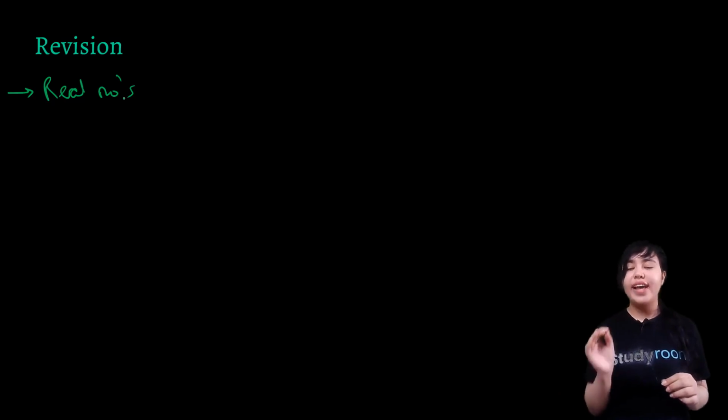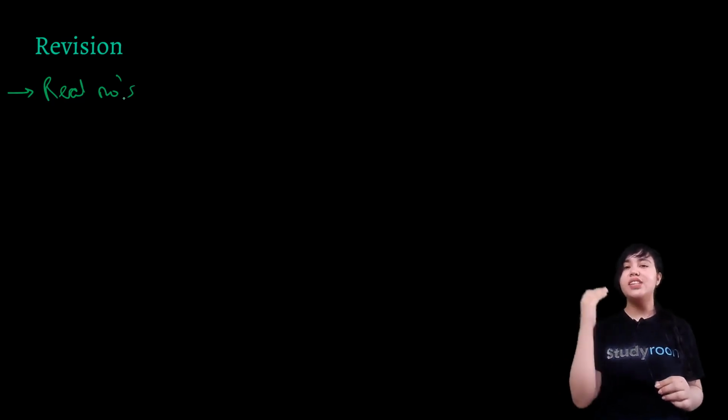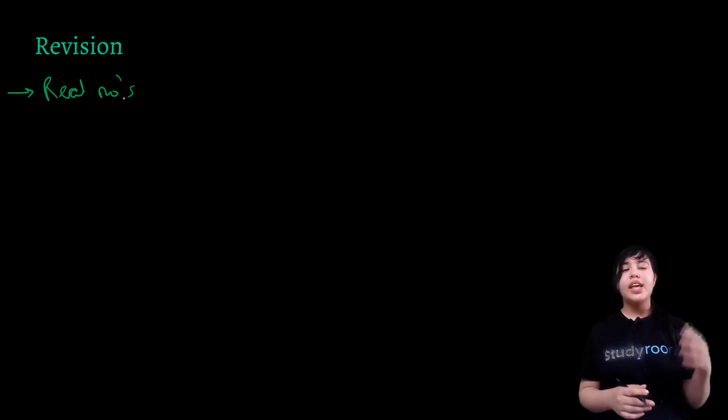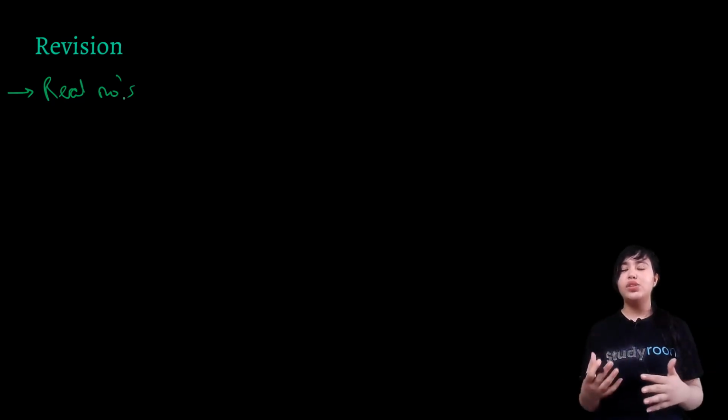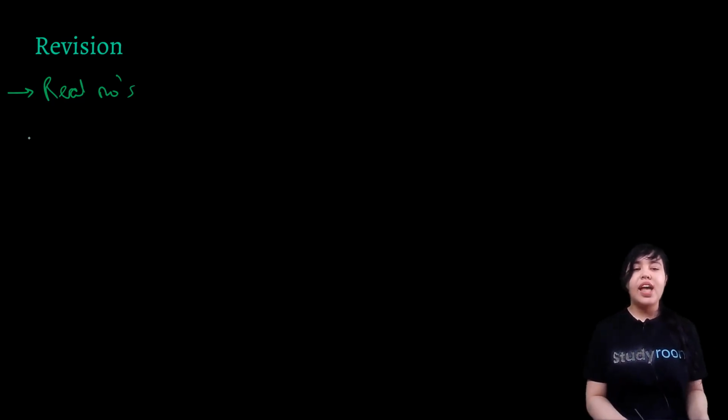Again, I tell you why q is not equal to 0, because anything divided by 0 is infinity and is not defined. Irrational numbers, on the other hand, are those which cannot be written in the form of fractions, like root 2, root 3, etc. After this, we discussed Euclid's division lemma.